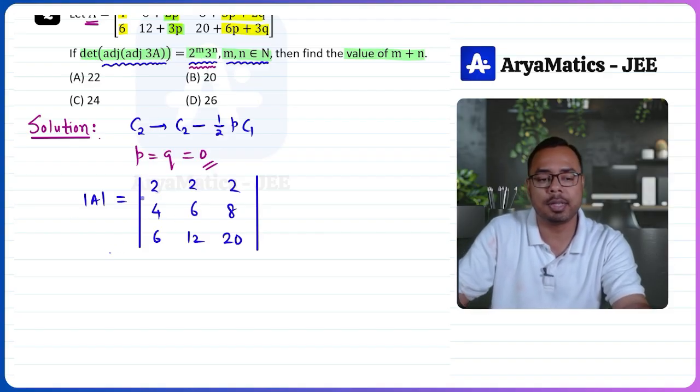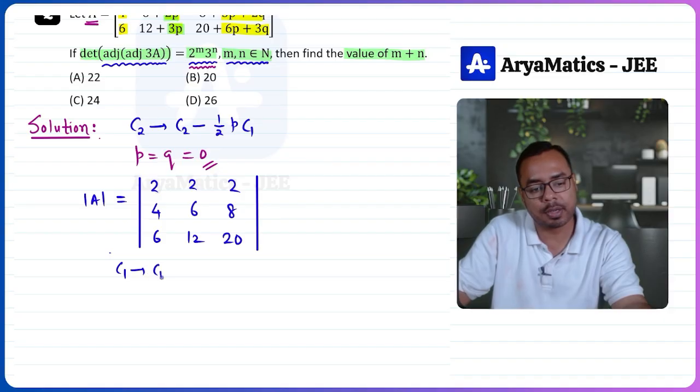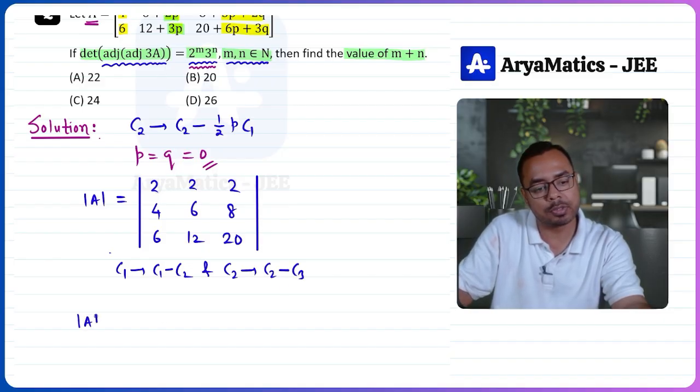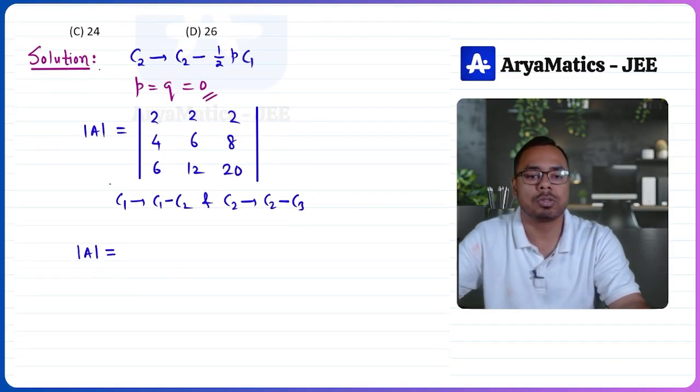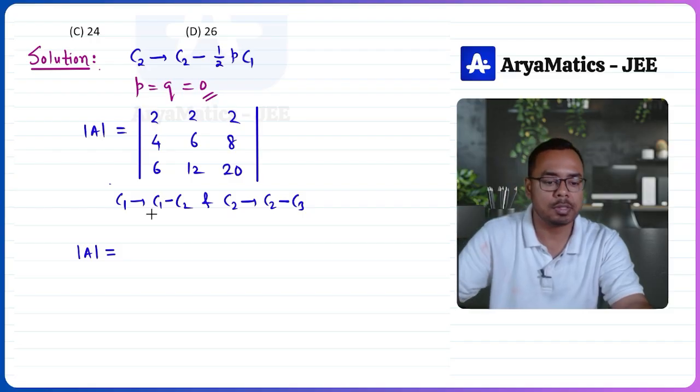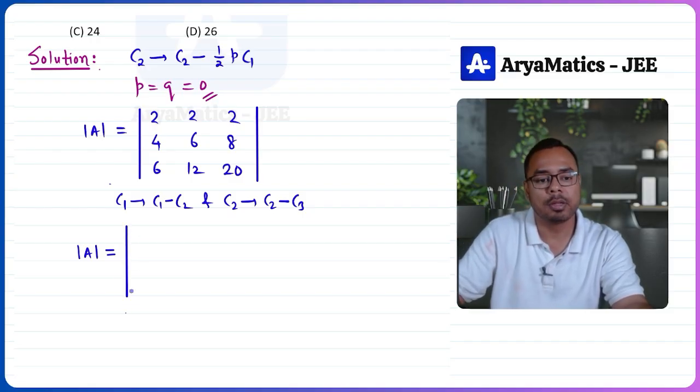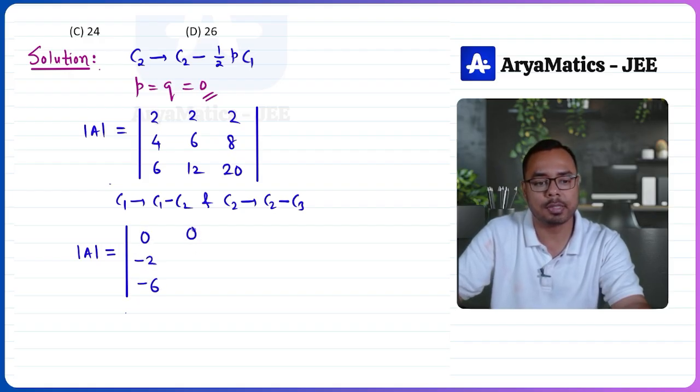And now from here, we can very easily calculate the determinant of this one. If we want, we can create two zeros. So in place of C1, we can write C1 minus C2, and in place of C2, we can write C2 minus C3. In that way, we can create two zeros in the same row, and then we can expand along that particular row, right? So in place of C1, if I do C1 minus C2, then 2 minus 2 will be 0. Then here we get minus 2 minus 6. Again 0, minus 2 minus 8. And then we have 2, 8 and 20.